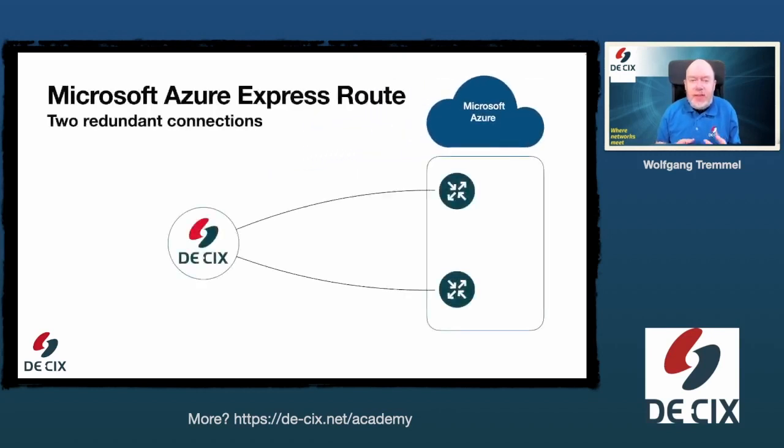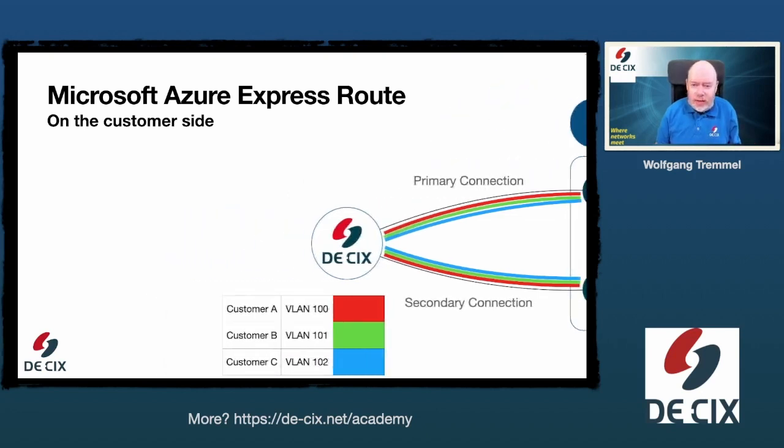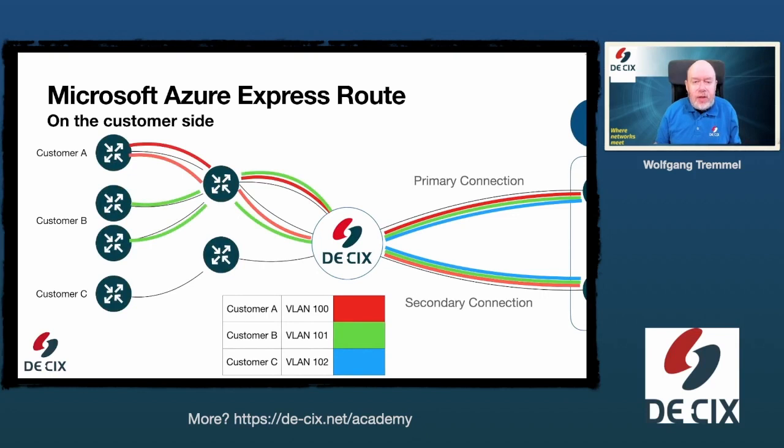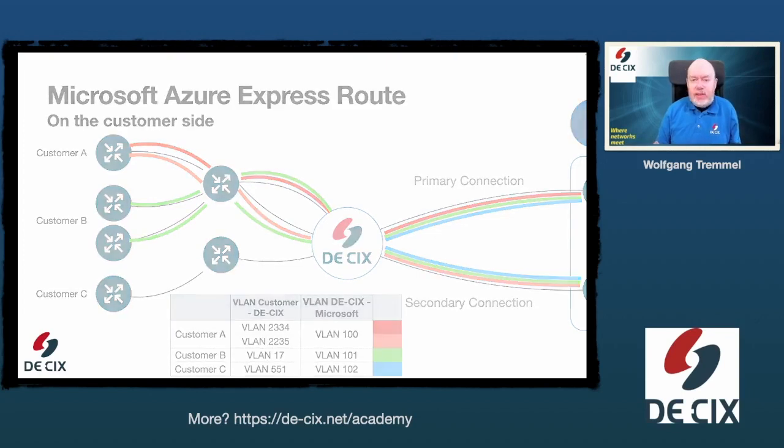Microsoft Azure is connected to the DKIX infrastructure with two connections, a so-called primary connection and a secondary connection. And on both of them, each customer VLAN is configured. Now, since they want to use their own VLAN IDs, of course, we also translate the VLAN IDs in our infrastructure. So customers have on their side another VLAN ID than we see at Microsoft. And the VLAN ID on the customer side can be selected freely by either the customer itself or by the ISP of the customer. Now, this looks fairly easy.